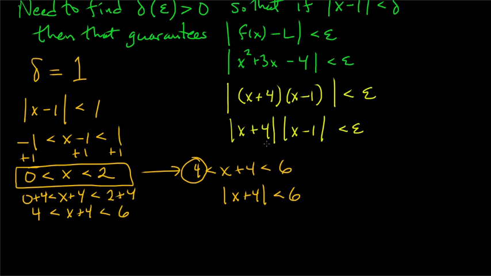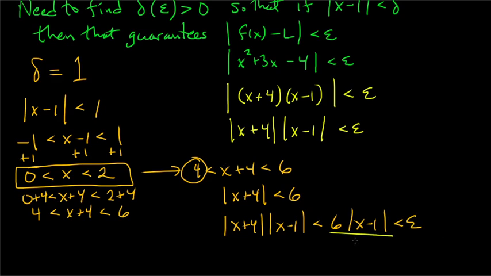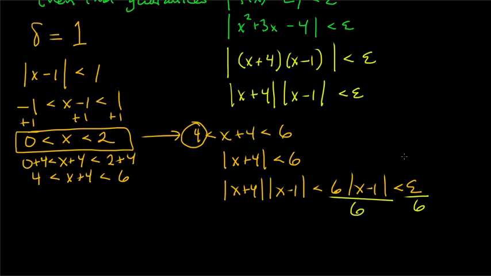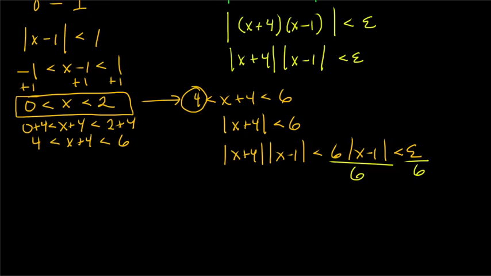So now, if my x plus 4 is less than 6 in absolute value, my x plus 4 times x minus 1 is going to be less than 6 times the absolute value of x minus 1. Remember, we want that to be less than epsilon. So now, just divide by 6. And what that tells us is that the absolute value of x minus 1 is less than epsilon over 6. And we want x minus 1 to be less than delta, so we have our delta. It should be epsilon over 6.